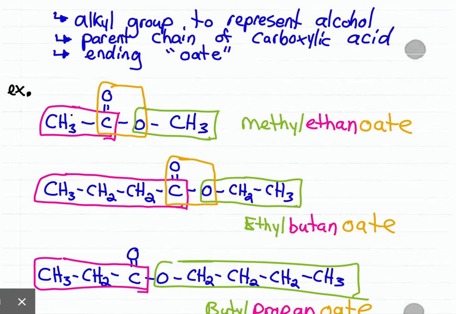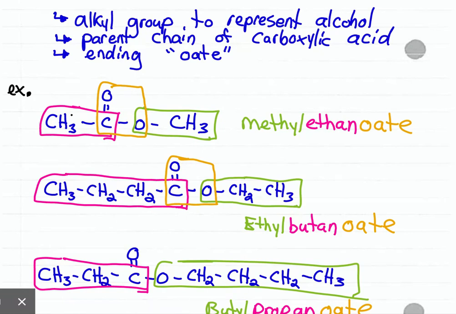So we look at our next example. Our alcohol parent chain right here is two carbons, 1, 2, and the alkyl name for that is ethyl. Then the carbon chain of the carboxylic acid is 1, 2, 3, 4 carbons. Note that the carbon involved here is still counted. So there's 4 carbons, and they're all single bonded. So that's butane, and then right here, -oate.